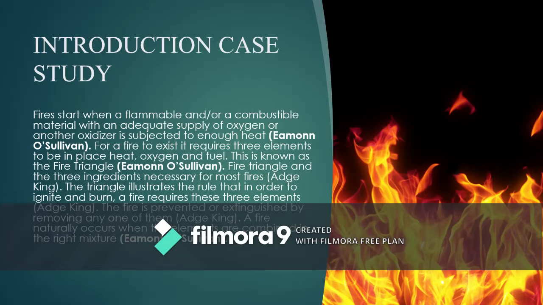The fire triangle and the three ingredients are necessary for most fires. The triangle illustrates the rule that in order to ignite and burn, a fire requires these three elements. The fire is prevented or extinguished by removing any one of them. A fire naturally occurs when the elements are combined in the right mixture.